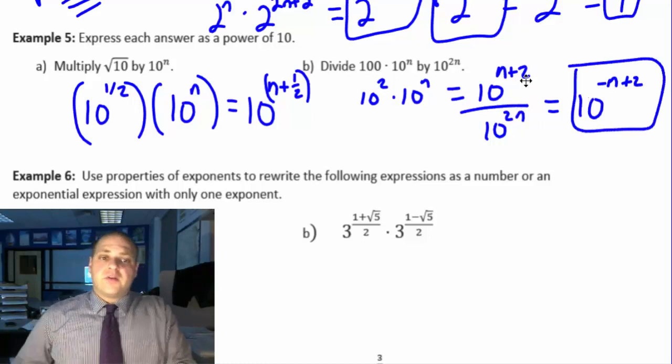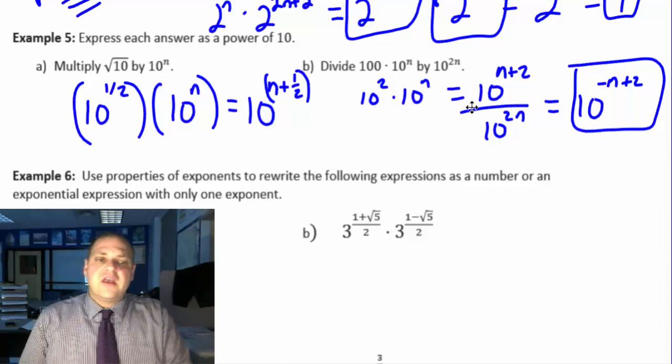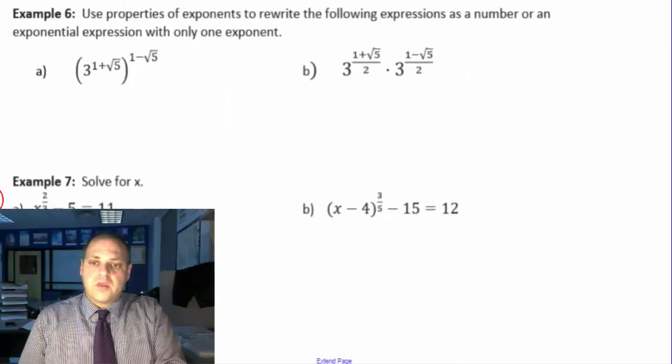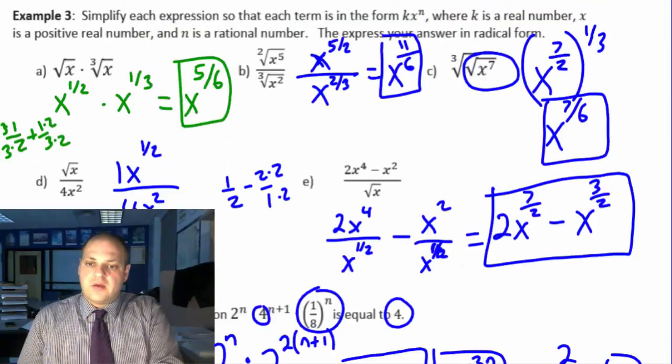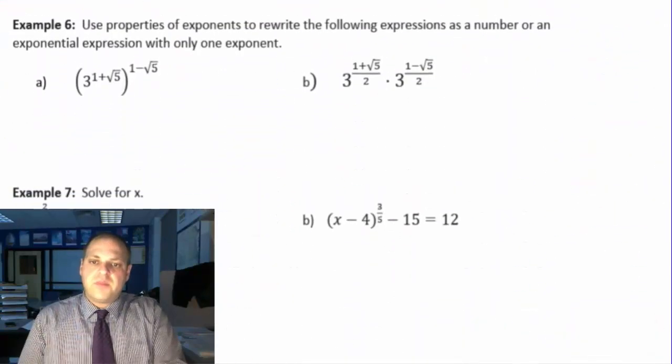So you're subtracting the exponents now. Here we are adding the exponents, then we go to the division because it says divide, and then we're subtracting the exponents, n minus 2n. All right, we're getting there. Okay, almost there. A couple more examples and we're done.